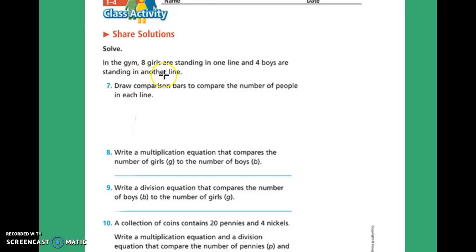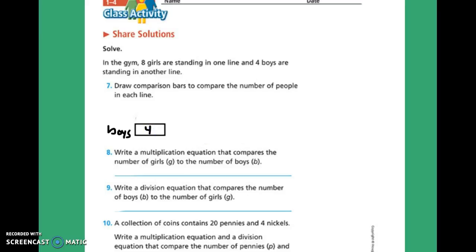It says, in the gym, 8 girls are standing in one line and 4 boys are standing in another line. Draw comparison bars to compare the number of people in each line. So again, I always start with the smallest amount. There's 4 boys in one line. I'm going to draw my box here, and I can even label it. So there's boys, and there's a total of 4 of them, right? 4 boys standing in a line.